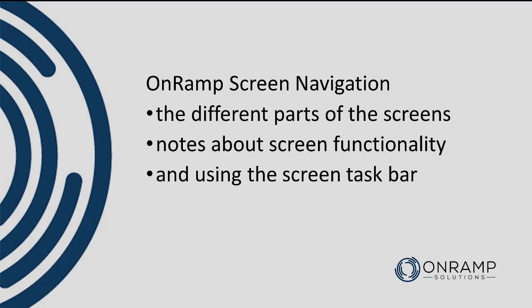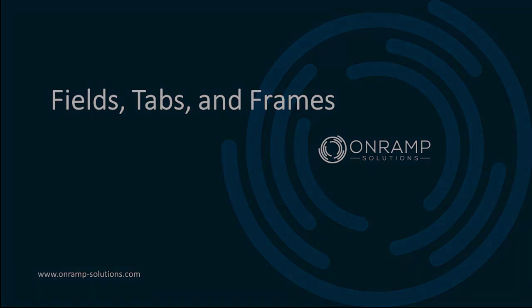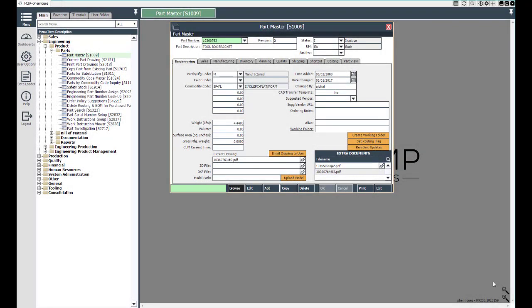In this tutorial we will cover OnRamp screen navigation, including the different parts of the screens, notes about screen functionality, and using the screen taskbar. You can use screens to add, update, and view data in OnRamp. Screens are made up of the following sections and elements.